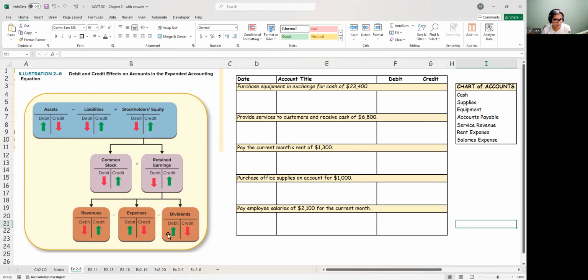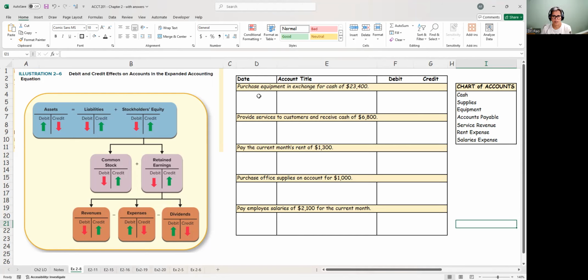Same thing with dividends. Do not confuse dividends with expenses. Expenses are payments made to vendors and suppliers and employees. Dividends are payments made to the owners of the company. You're giving them a share of the profit, and that's called dividends. Dividends are paid out of retained earnings. Therefore, dividends increase with a debit. Retained earnings increase with a credit. They're decreasing with a debit. So when I say I have dividends, I'm decreasing retained earnings.